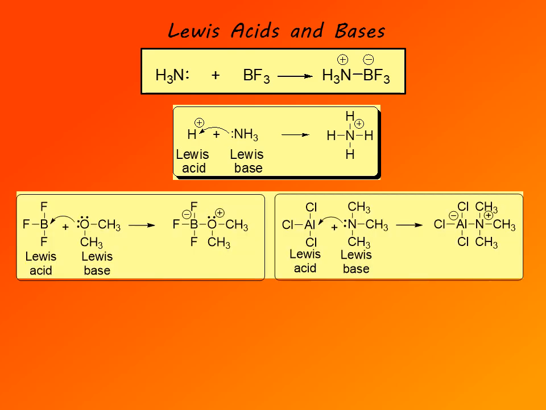So here are some additional examples of Lewis acid-base reactions. Lewis base, by being electron pair donor, must have at least one free electron pair. And Lewis acid, by being electron pair acceptor, must have empty orbital to which this electron pair can be donated. So here we have an example of reaction of boron trifluoride with dimethyl ether to give corresponding salt. In another example on the right, aluminum trichloride is another example of Lewis acid, and reaction with trimethylamine, Lewis base, again gives a salt.